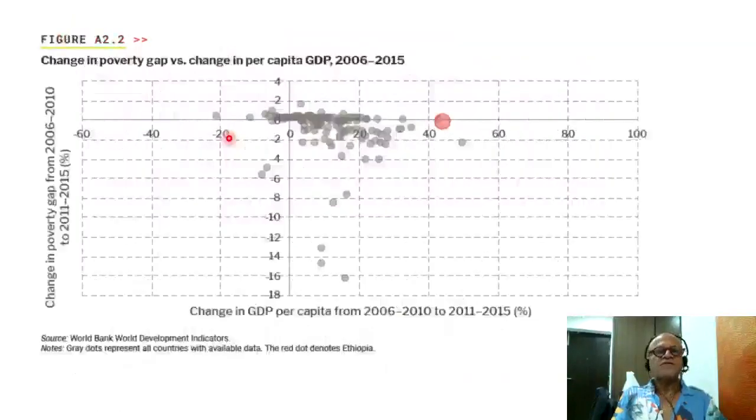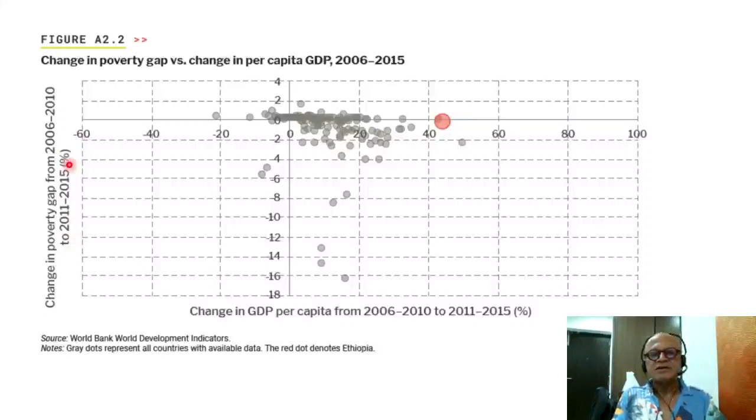A2.2, so figure A2.2 is here. Change in poverty gap versus change in per capita GDP for 2006 to 2015. So it's split into two periods. Change in GDP per capita from 2006 to 2010 compared to 2011 to 2015, in percentages, versus change in poverty gap from 2006 to 2010 compared to 2011 to 2015, in percentages.